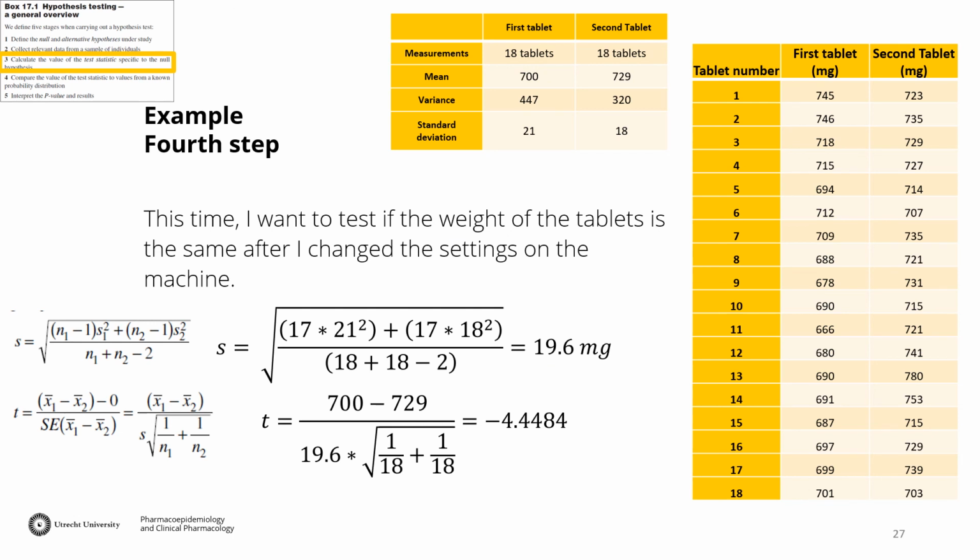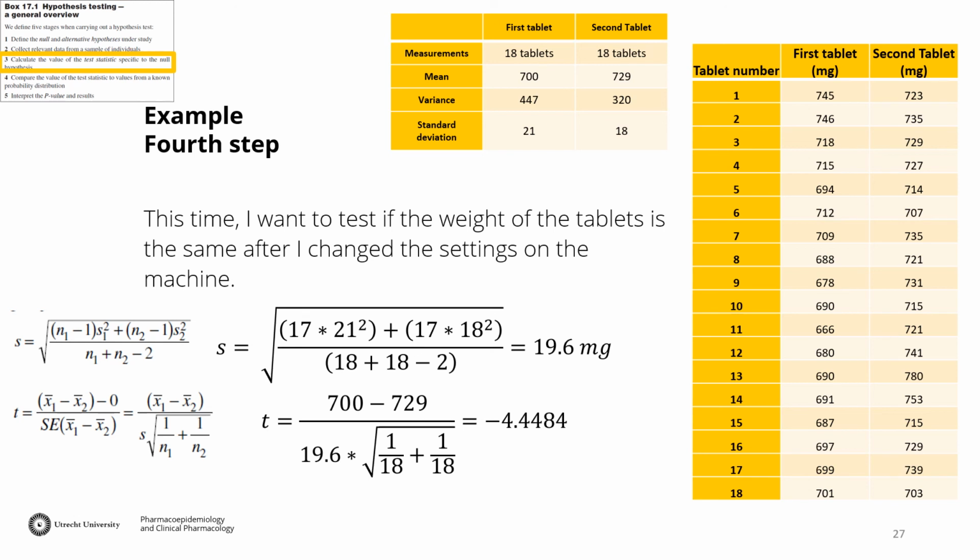Then we go to the third stage, where we want to calculate the value of the test statistics. So first off, on the right side, we have the tablets. We have the weights of all the tablets. And then we figure out how many measurements we have. So we have 18 in each group. Then we want to find the mean weight. We find the variance for the different groups, and we find the standard deviation for those two groups.